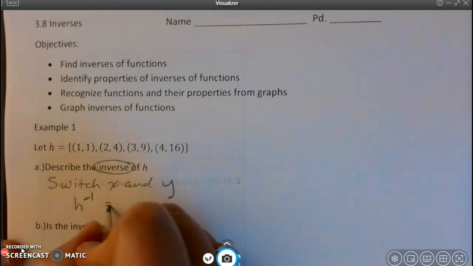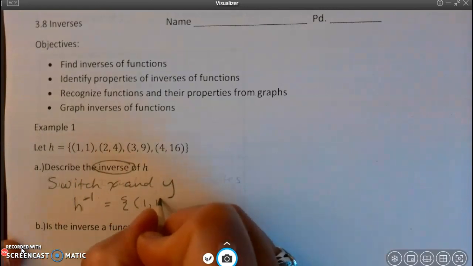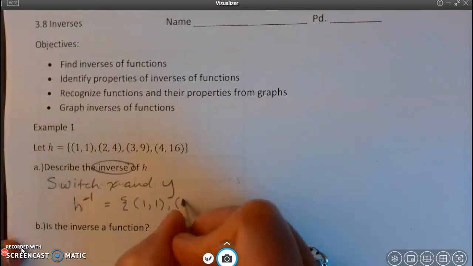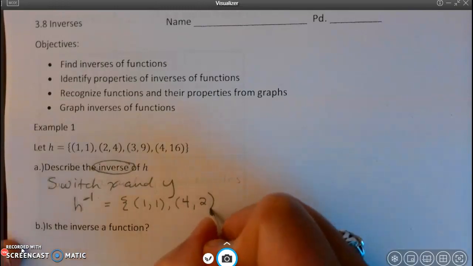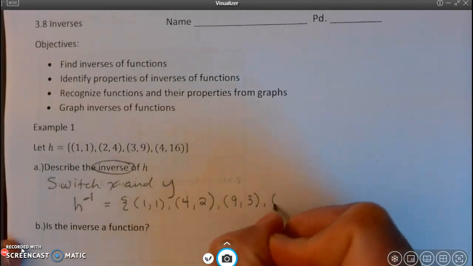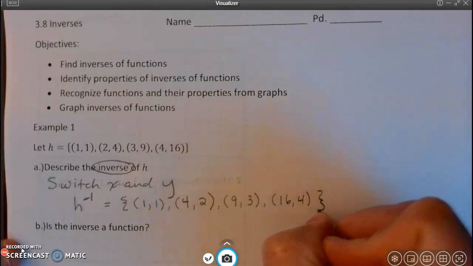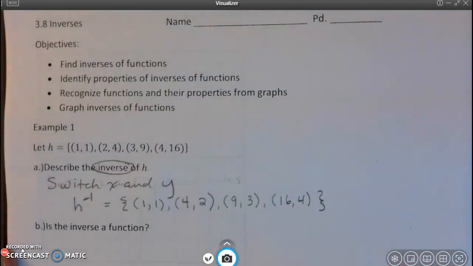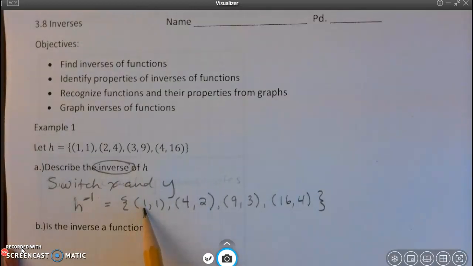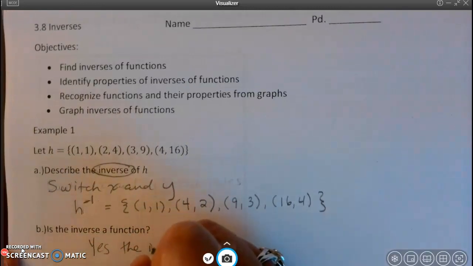And so h^-1 would be, if I switch x and y, I still get (1, 1). That one stays the same. (2, 4) becomes (4, 2). (3, 9) becomes (9, 3). And (4, 16) becomes (16, 4). Is the inverse a function? Well, I need to look at this and say, does each input have exactly one output? It sure does. So yes, the inverse is a function.